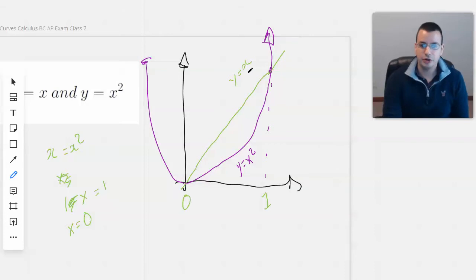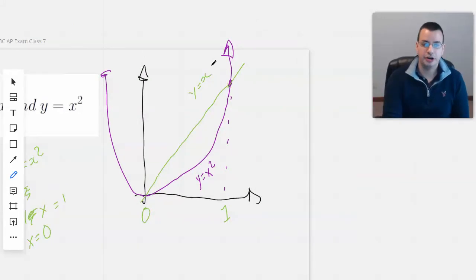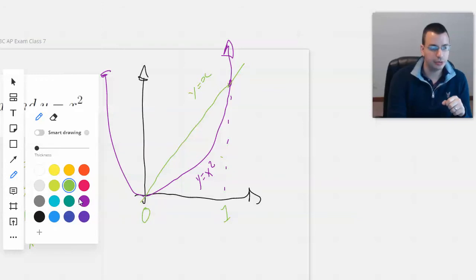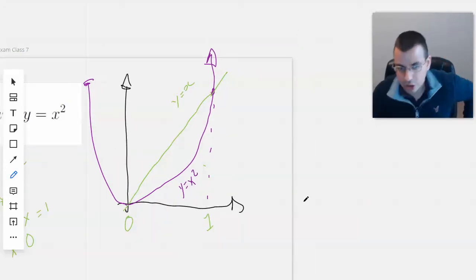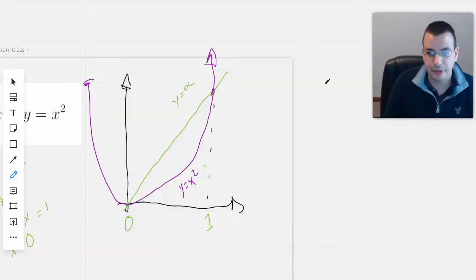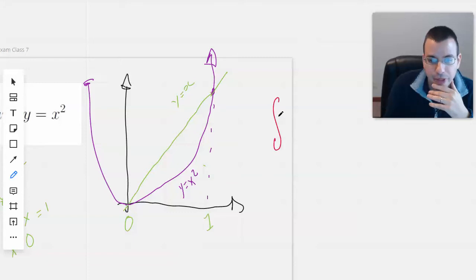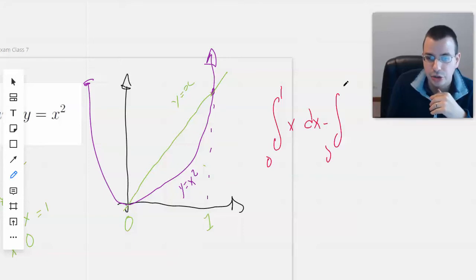On this interval, we know that y equals x is going to be above y equals x squared. So to find the area between them, we'll find the area under y equals x, and we'll subtract off the area of y equals x squared. Before, when we talked about this concept with Riemann sums, we just did one minus the other, and we counted boxes. This time, we're going to do the integral from 0 to 1 of x dx minus the integral from 0 to 1 of x squared dx.